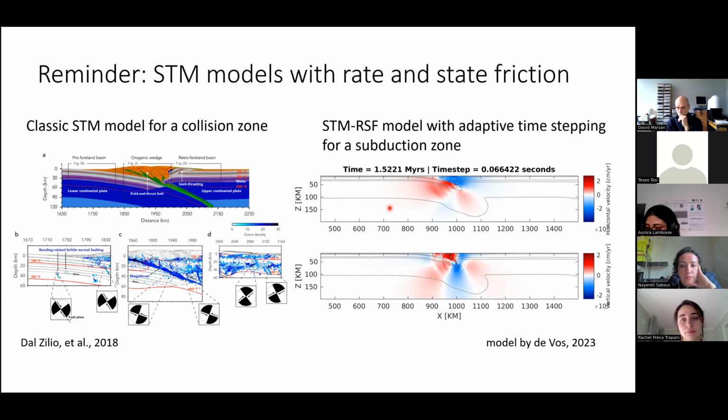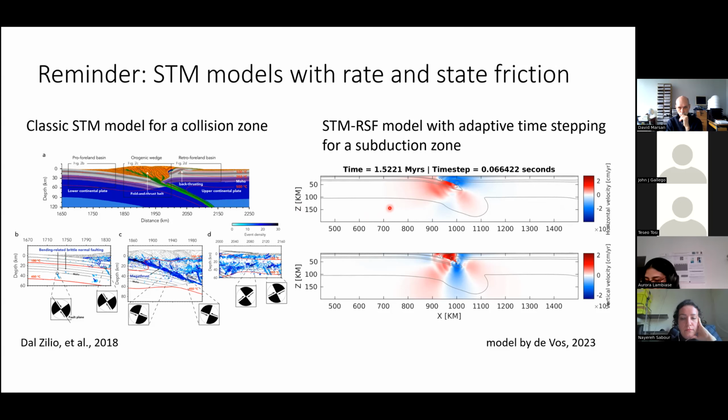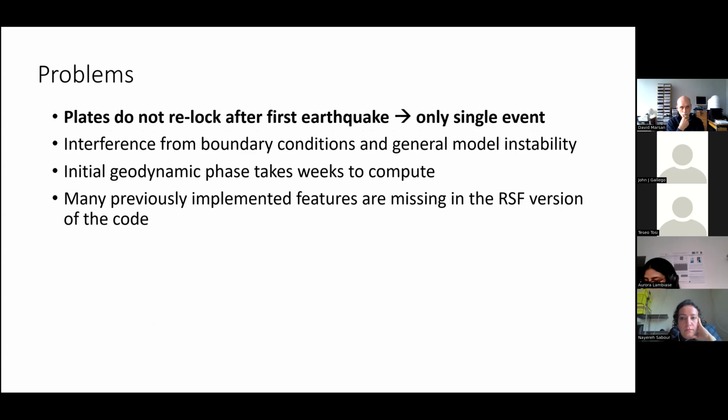So my progress over the past months has mostly been improving on what already exists. I will show you some of the most important things I've done, and some of the problems I've faced over the past months to get a reference. The main scientific thing is that these models can produce earthquakes, but only one, and afterwards the plates don't relock and nothing more happens.